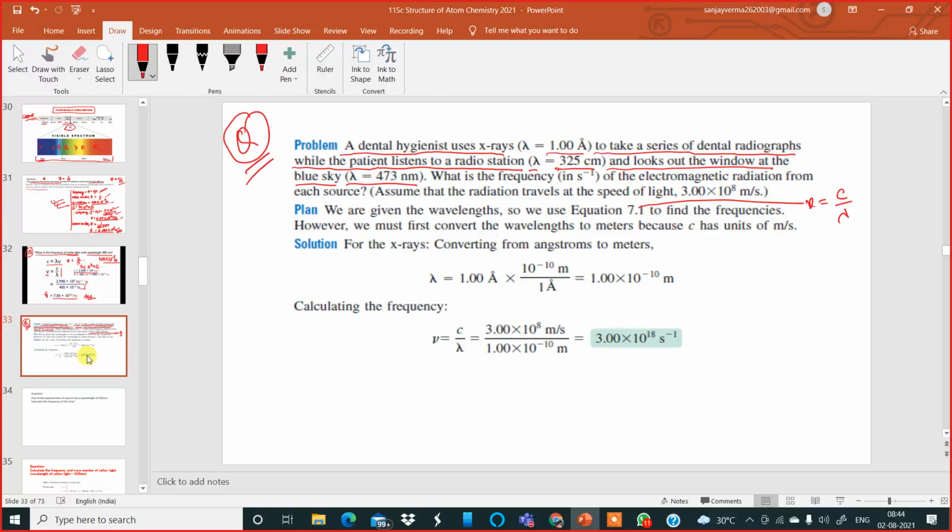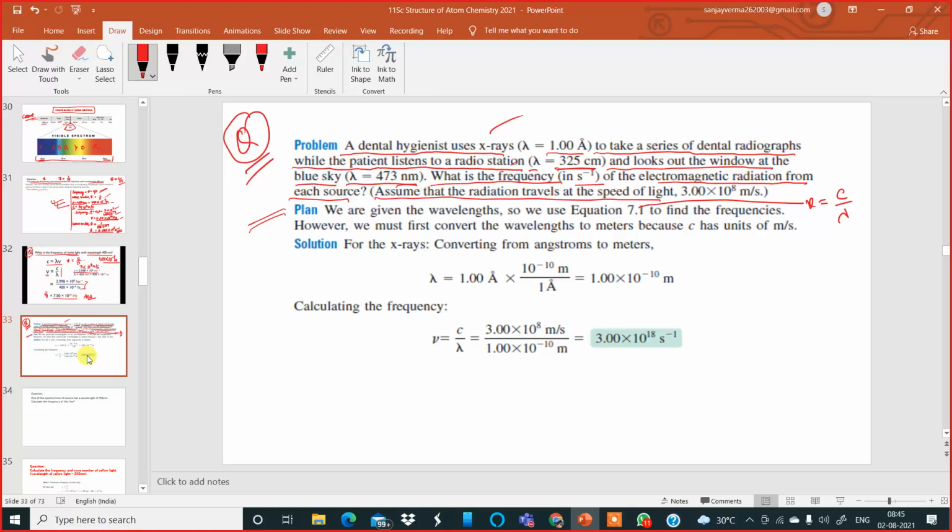So you have to be careful. In centimeter here, it is nanometer. Now the question is, what is the frequency in per second of the electromagnetic radiation from each source? One source is X-ray, one source is radio station, one is the blue sky. Assume that the radiation travels at the speed of light, 3 into 10 to the power of 8 meter per second.